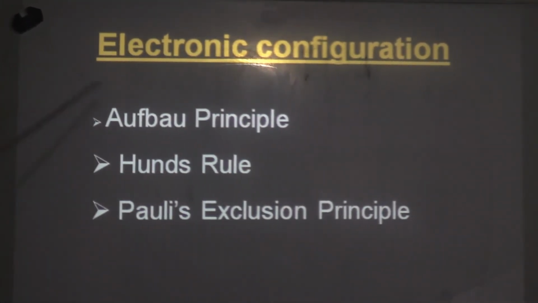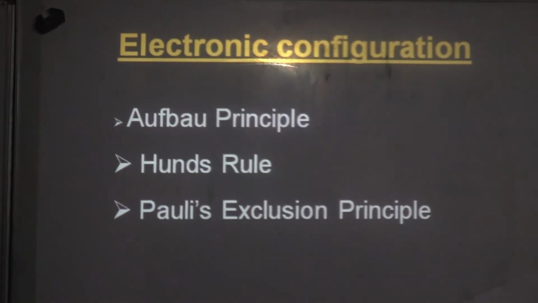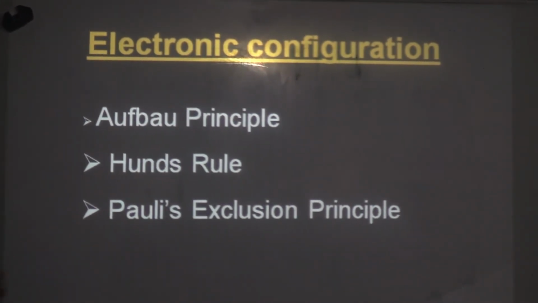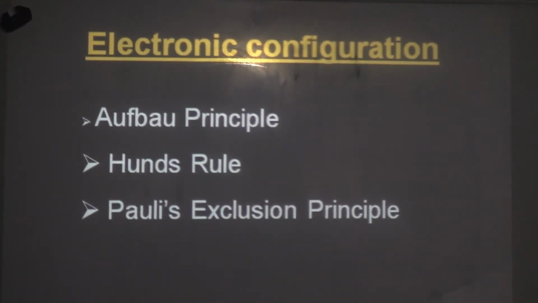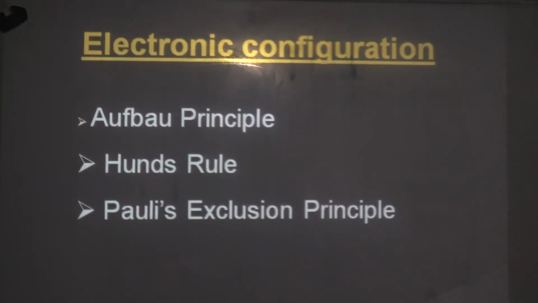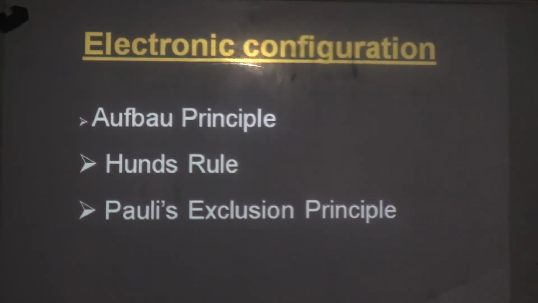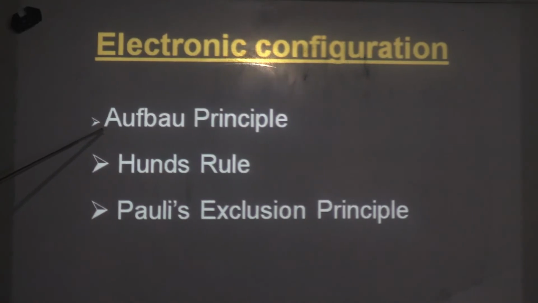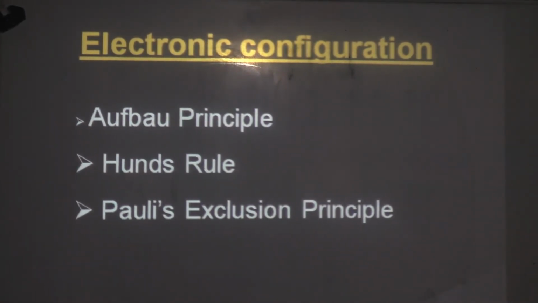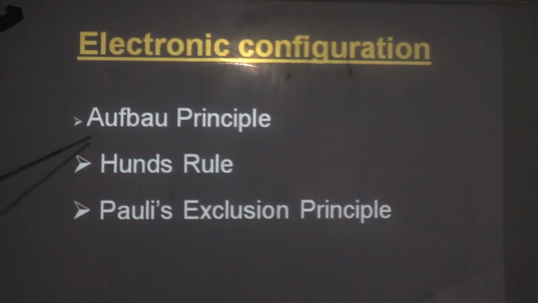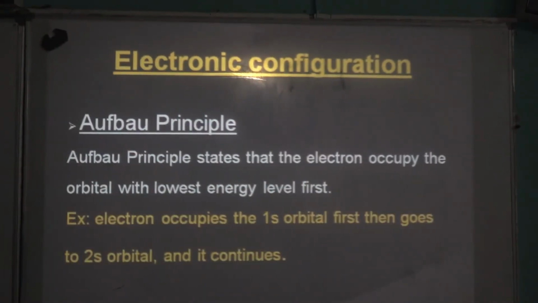Next, come to the electronic configuration. What is the meaning of electronic configuration? An orderly arrangement of electrons in the orbitals is called electronic configuration. That electronic configuration is governed by 3 major rules: the Aufbau principle, Hund's rule, and Pauli's exclusion principle. Firstly, we have to understand the Aufbau principle. What is this Aufbau principle?